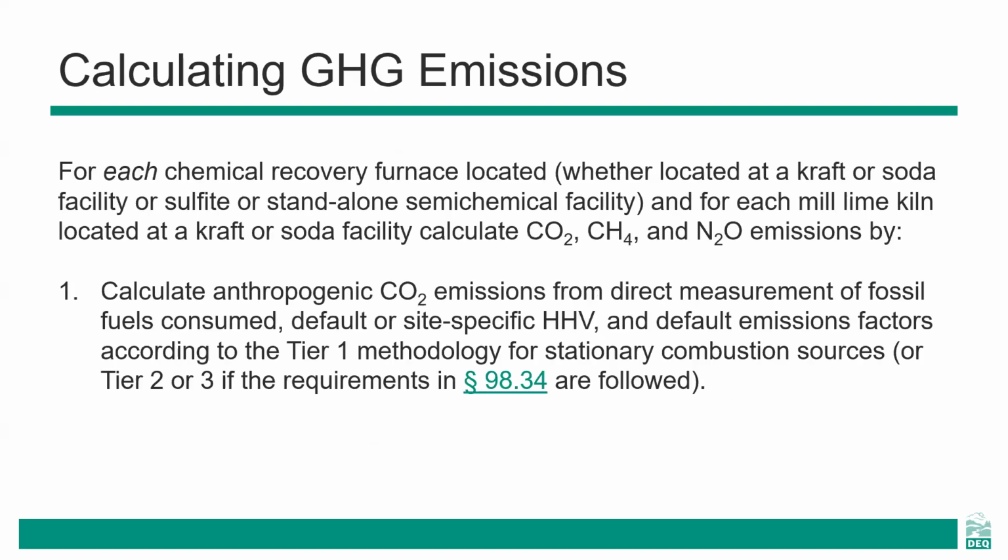To calculate greenhouse gas emissions, use direct measurement of fossil fuels consumed, default or site-specific high heat values, and default emissions factors according to Tier 1, 2, or 3 methodology for stationary combustion sources. Ensure all required variables are accounted for, including emissions factors, high heat values, and fuel totals.